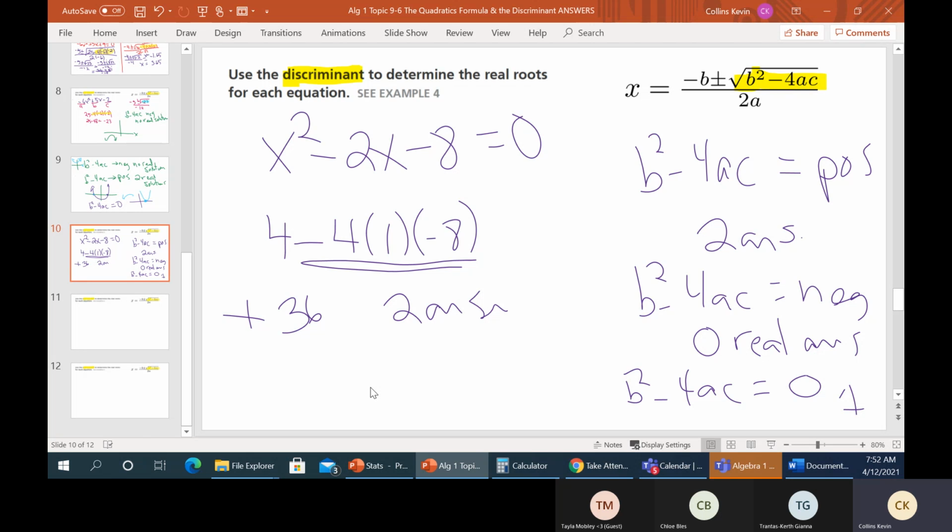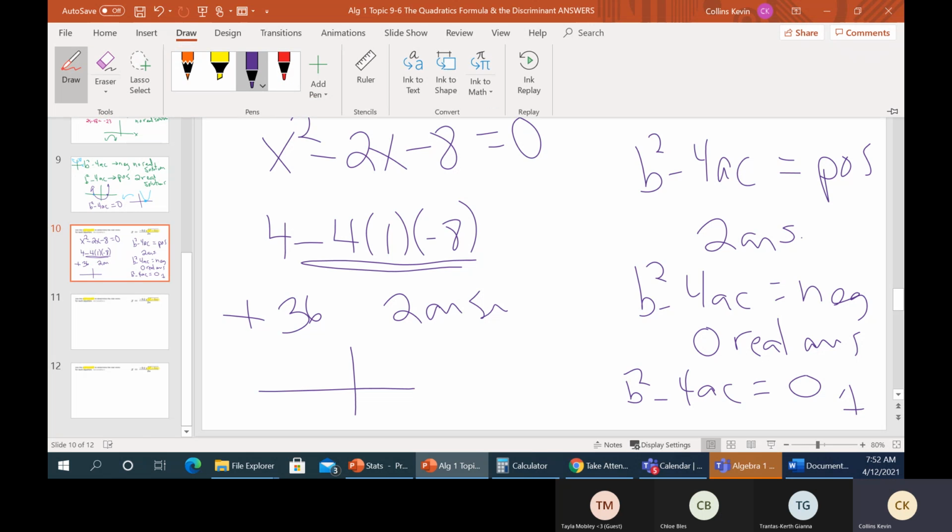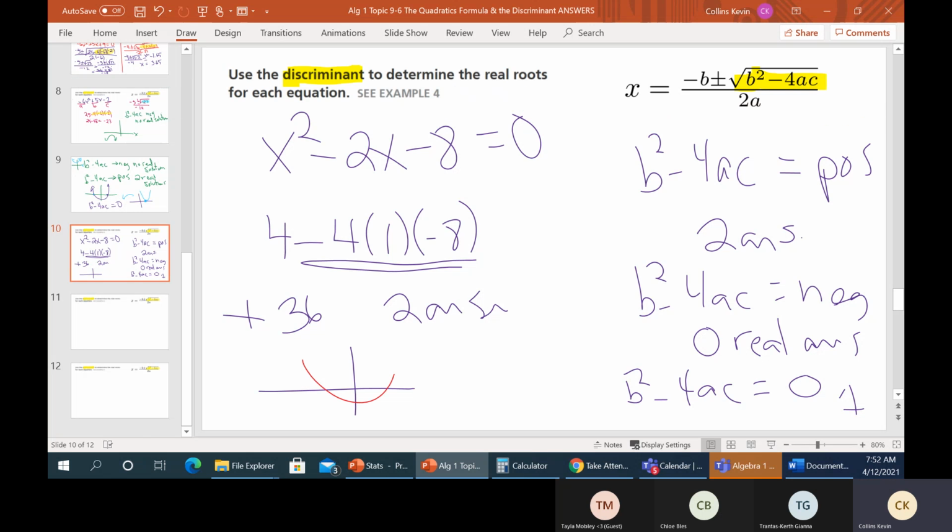So this is going to have 2 answers. So that means you're going to have something like this. And then you're going to have the graph come down and hit in 2 spots. So your graph's going to hit like here and here. Okay?